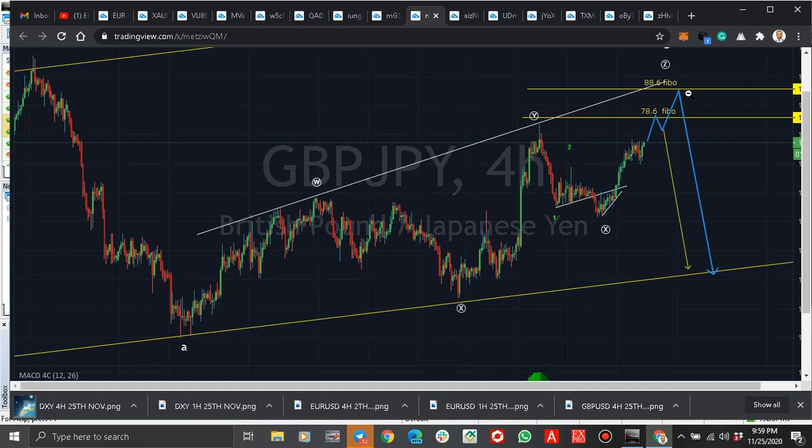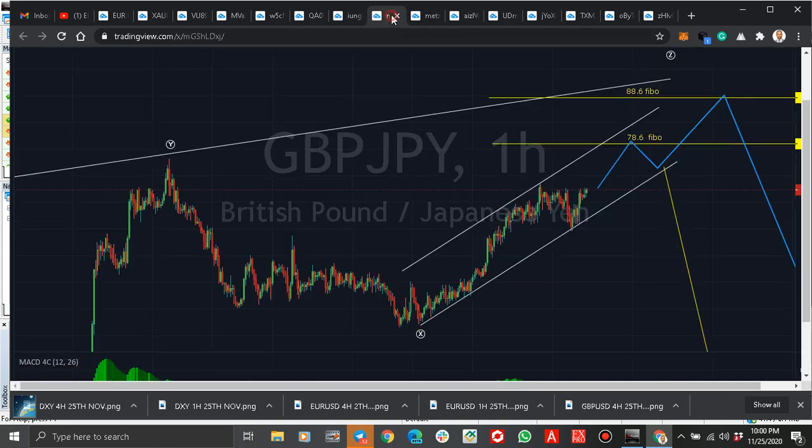Wait for here and here, then look for a sell setup, because if you sell from here or from here, your target will be big, while your risk will be very small, maybe somewhere here. But if you buy from here, the stop loss will be here, and to buy from here is not a good idea anyway.